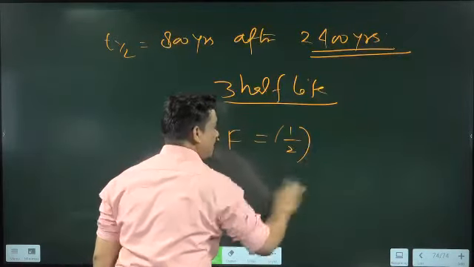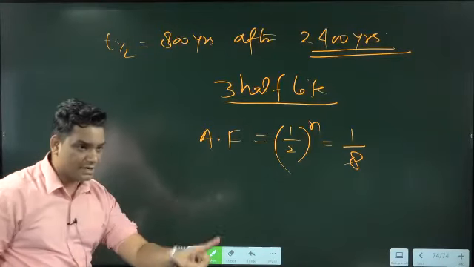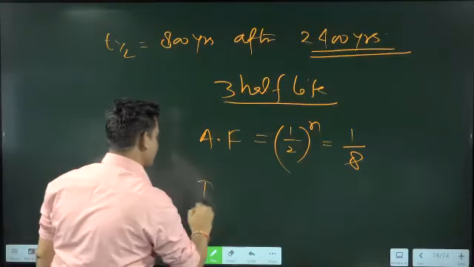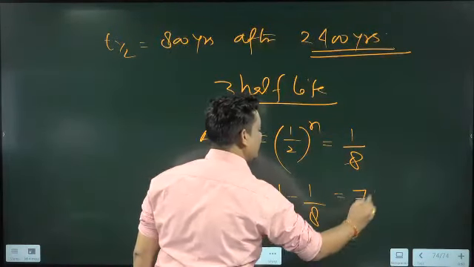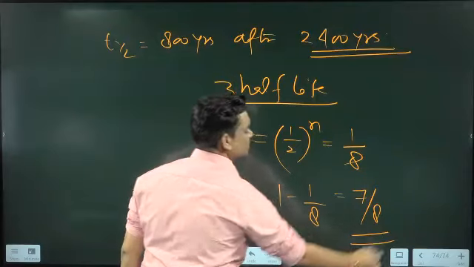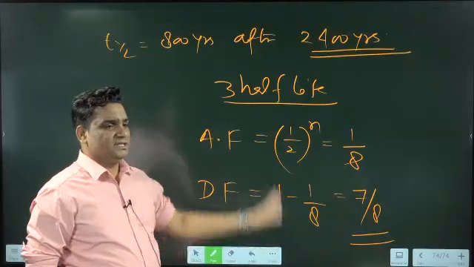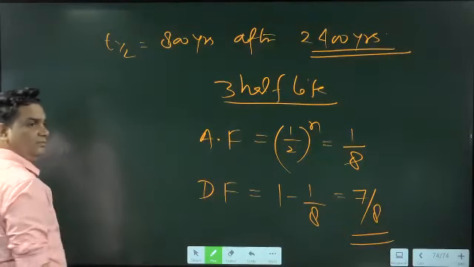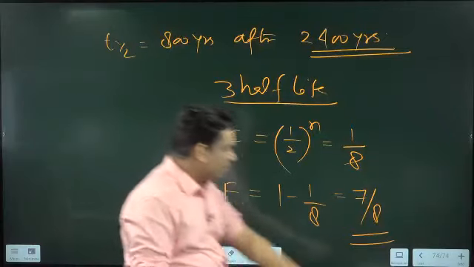1 by 2 power n, means this will be 1 by 8. And the decay fraction will always be 1 minus 1 by 8, that is 7 by 8. Related to this, they will be asking questions on rock samples. Okay, now what will be the question in this one?